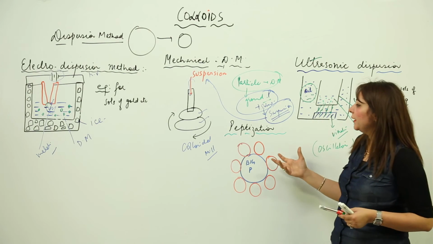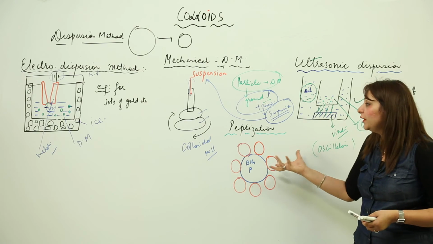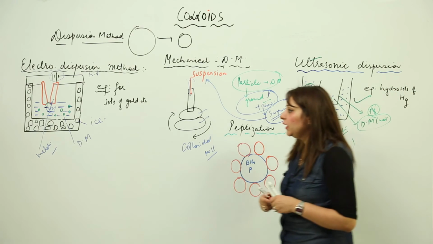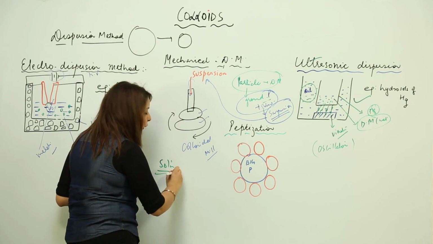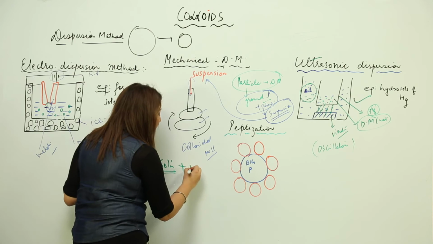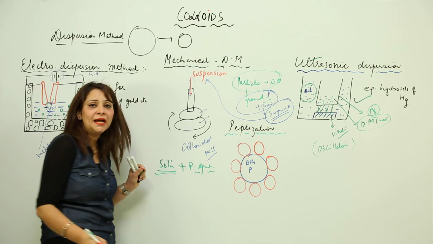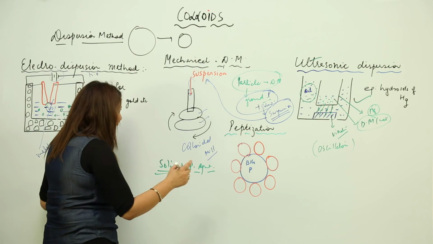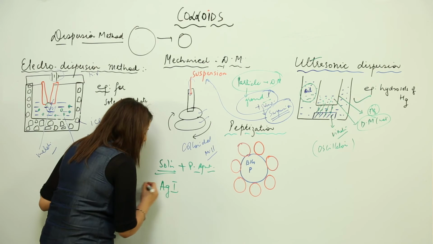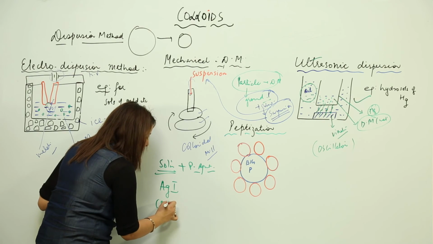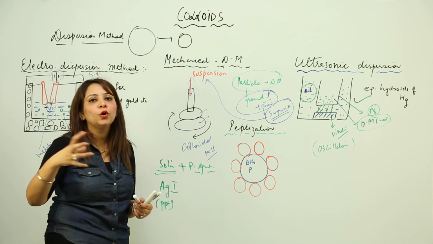The last dispersion method is peptization. So what do we do in this case actually? We have a solution which is obviously not a colloidal solution. We will be adding a peptizing agent into it. Suppose I have a precipitate, because in this the precipitate is used actually. You can say that peptization is a process of converting a precipitate to a colloidal solution.